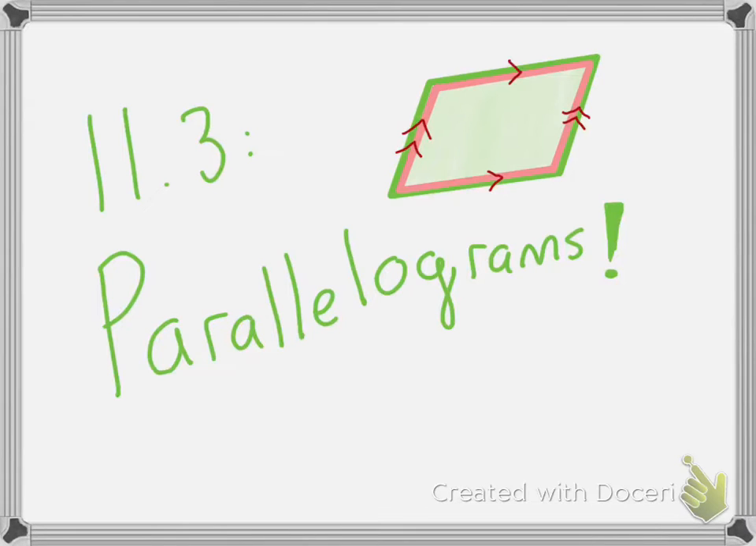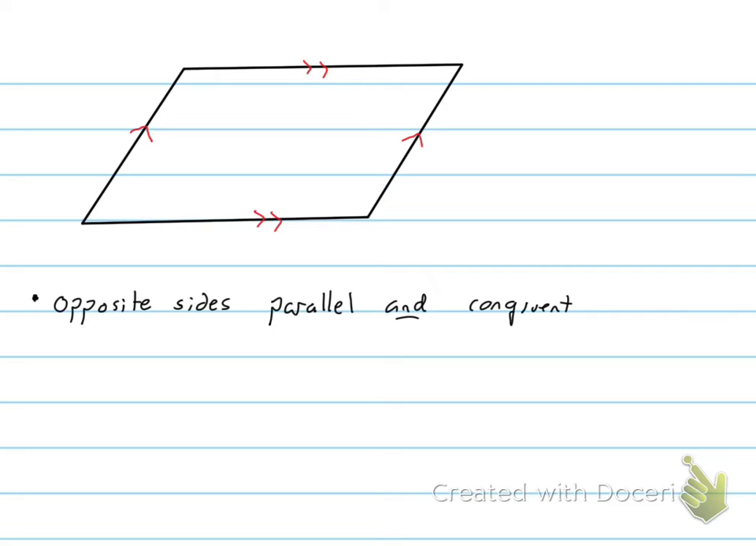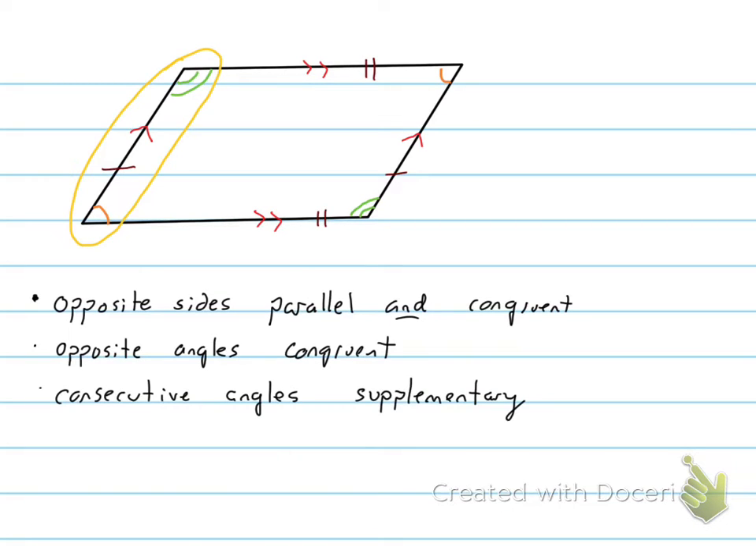All right, in section 11.3, we are going to focus on parallelograms. So we already know that opposite sides of parallelograms are parallel from yesterday's lesson. They are also congruent. Some other facts about parallelograms: their opposite angles are congruent to one another. Also, their consecutive angles are supplementary, so they add up to 180.